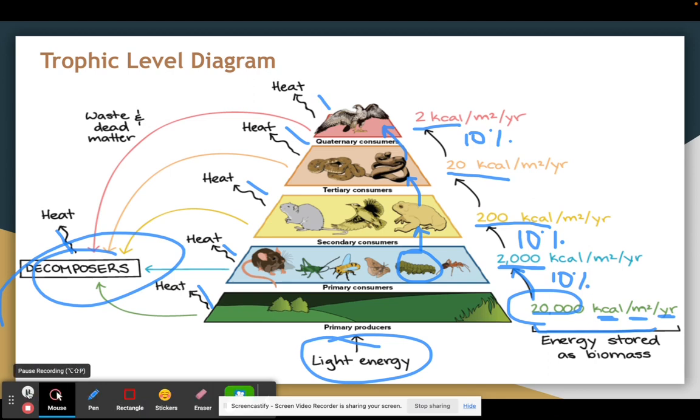This is the end of these notes. I apologize for the length, but I just really wanted to make sure you had a good, accurate description of how a trophic level diagram works.